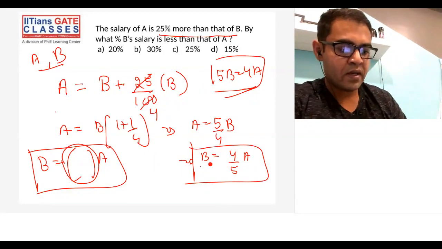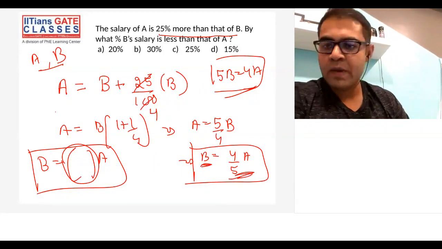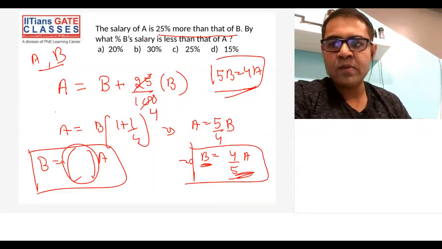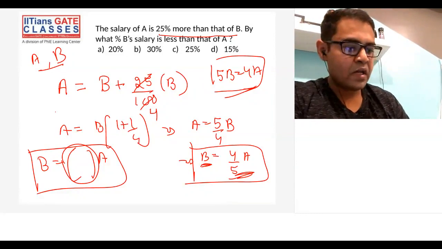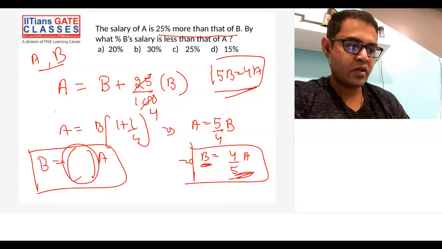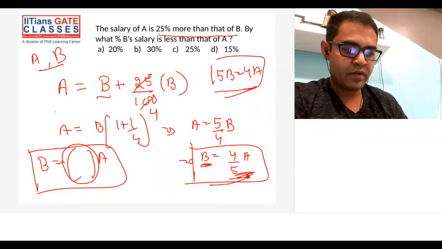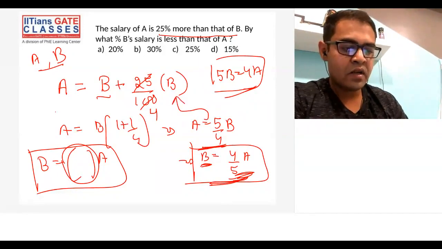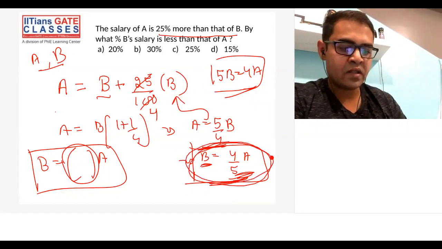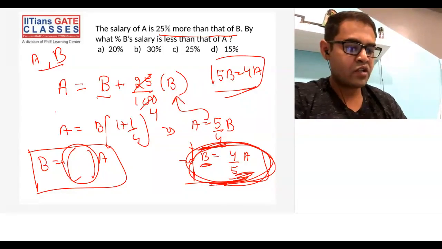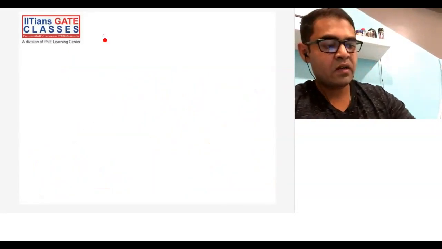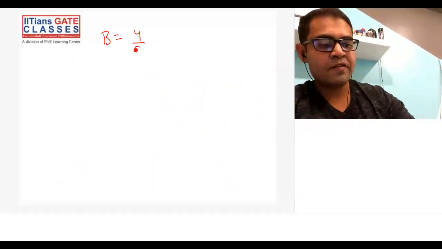So I can say B salary is equal to 4 by 5 of A. Now 4 by 5 is not a percentage. I want less than. So let me just do the opposite. I did here B plus something of B, right? I'll do the opposite here, and I got this relation. So I'll work in the reverse direction to get the answer. So I'll use this equation. B is equal to 4 by 5 A.